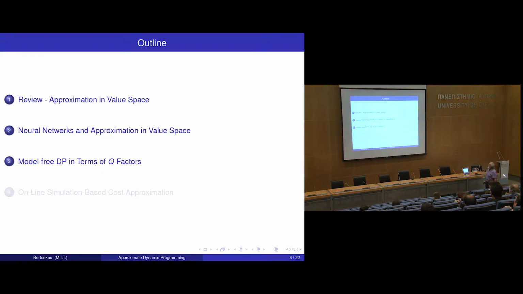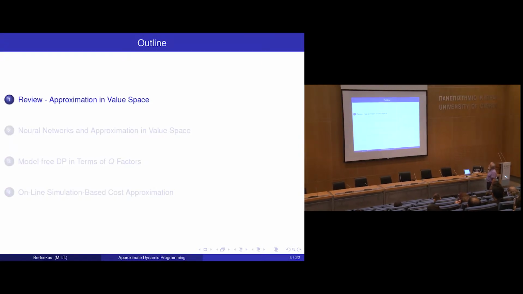We are going to do some review, then we're going to talk about approximation in value space and neural networks. That's where we left yesterday. Then we're going to discuss model-free dynamic programming, where you can use approximations based on simulation, but without knowing the model of the system, using something called the Q-factors. And we'll explain what that is. Then we are going to talk about rollout and online simulation-based cost approximation.